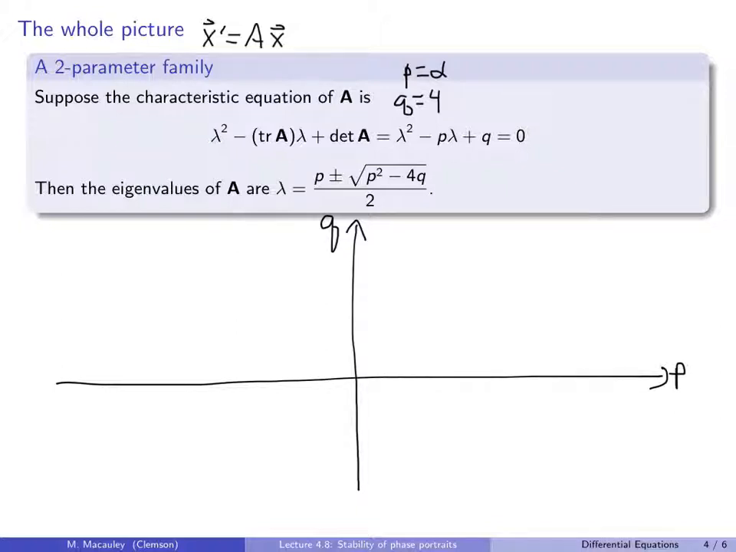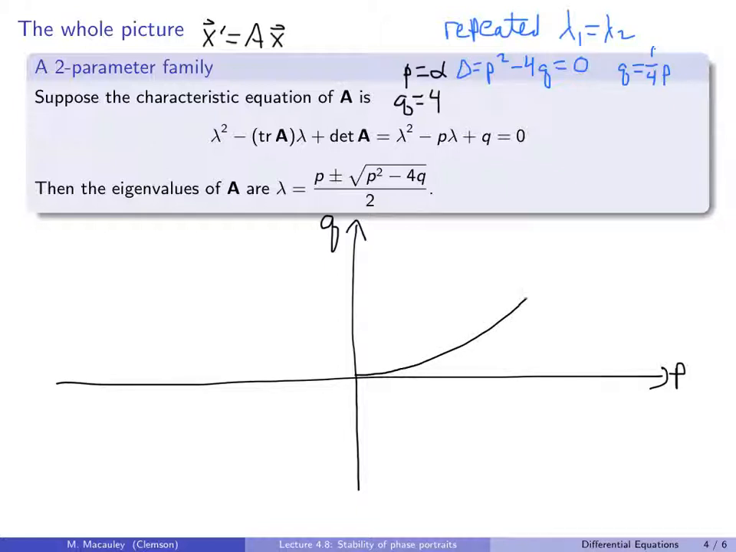Okay, so let me start with the special case when we have a repeated eigenvalue. Repeated lambda, that's going to occur when this discriminant is equal to 0. So that occurs when P squared minus 4Q equals 0. And let me call this the discriminant delta. So this is actually a degree 2 polynomial in the PQ plane. It's the polynomial Q equals 1/4 P squared. So let me sketch that polynomial. I should say it's a parabola.